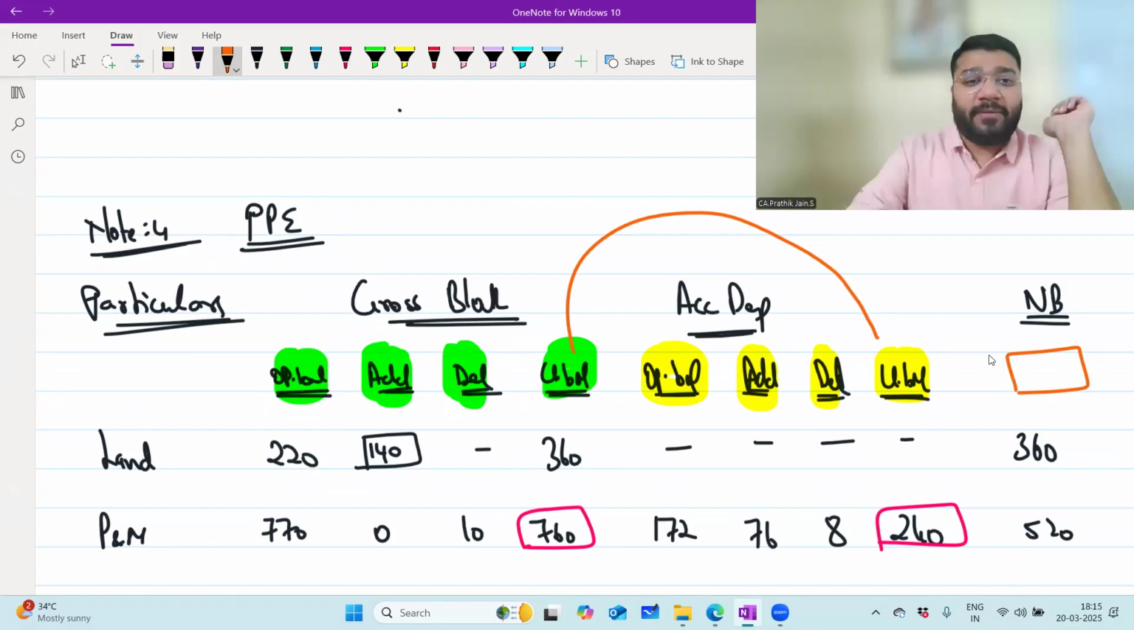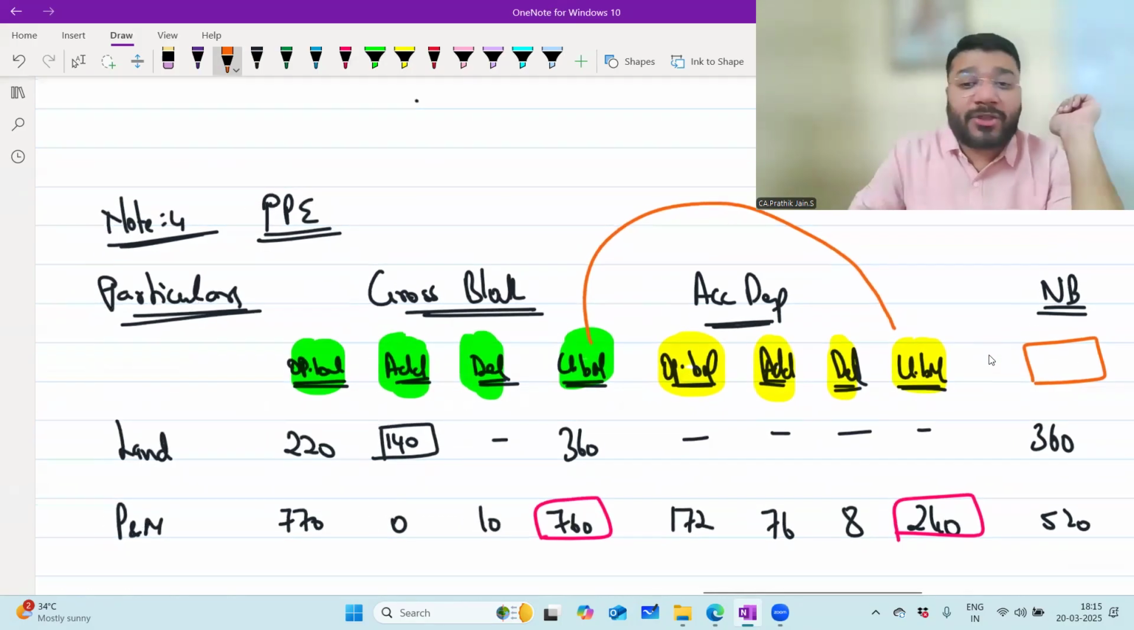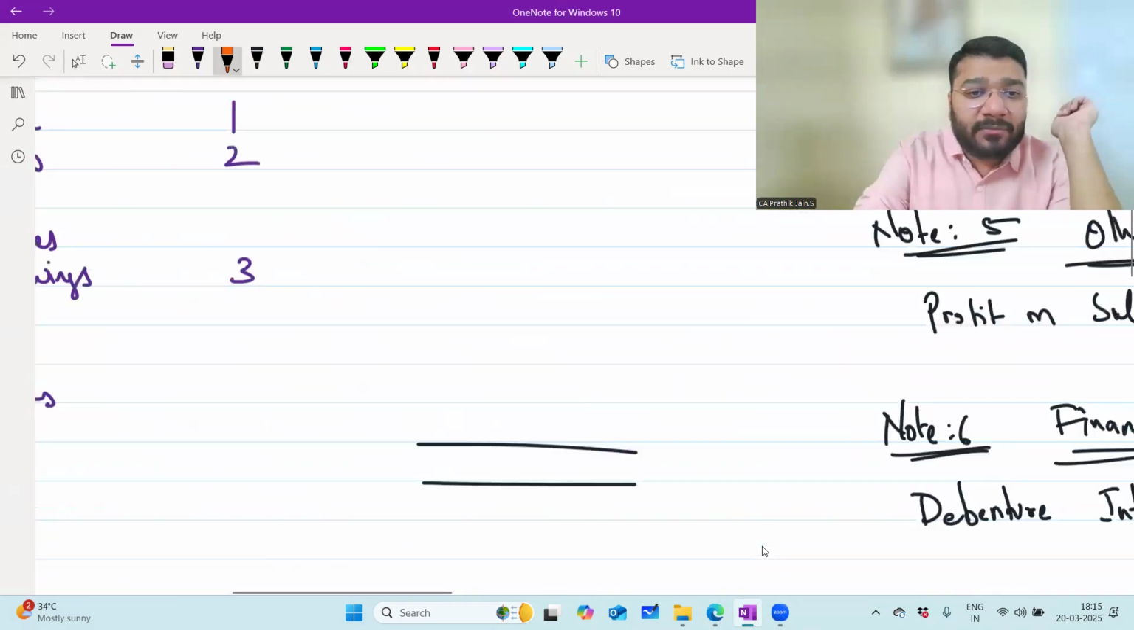Easy, no? Okay. Now depreciation, how much? 76 is the depreciation. So please write 76 in the statement of P&L.